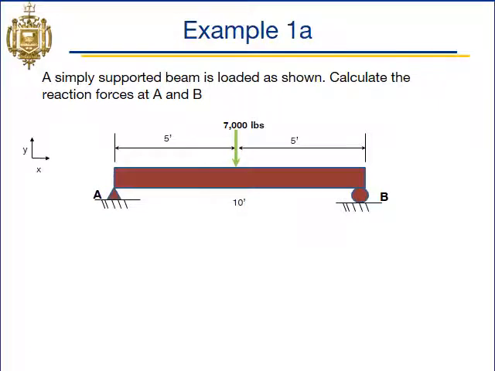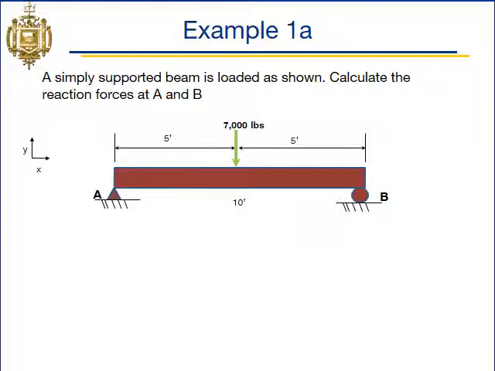All right, here's example 1a. There's another video to solve this, but we can go through it on this PowerPoint. We have a beam with a pin at point A and a roller at point B. We call this simply supported: if you have a pin on one end and a roller on the other. Let's say a simply supported beam with a 7,000-pound load right in the middle.